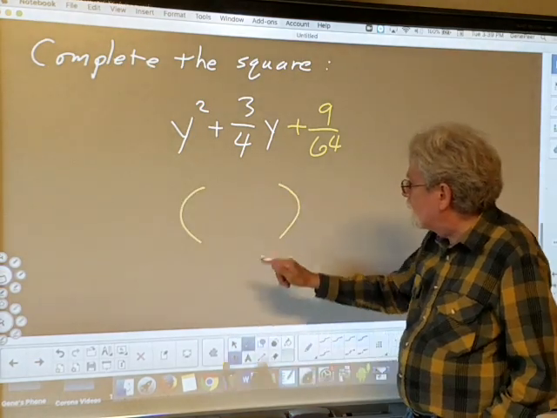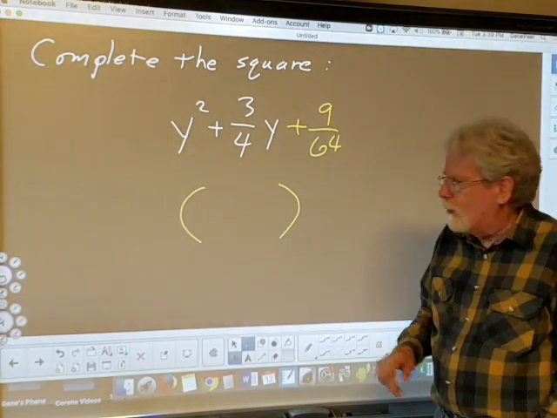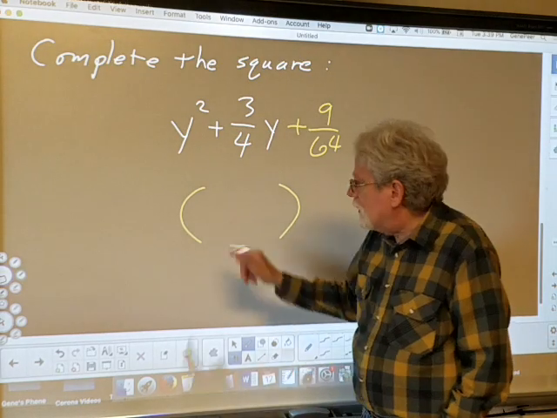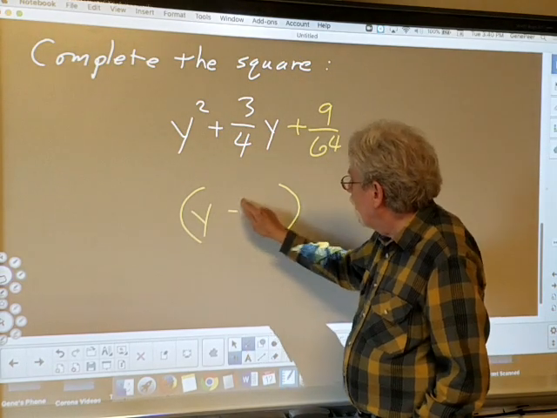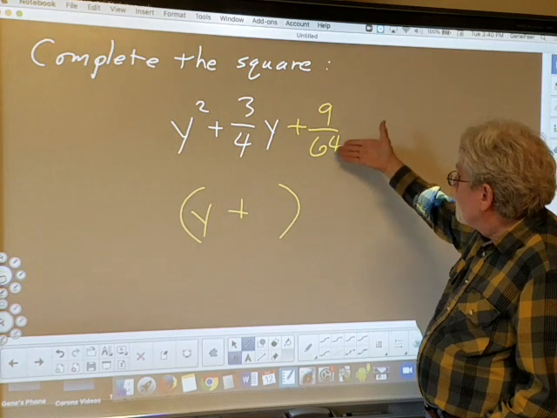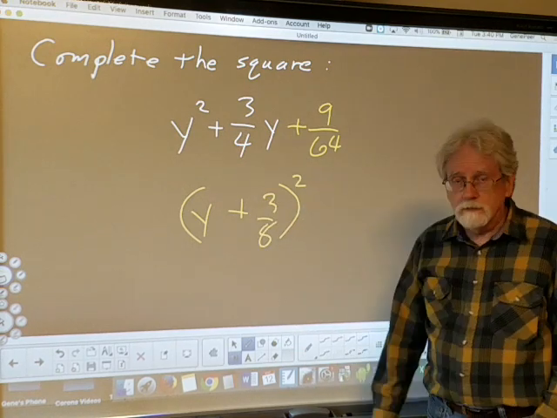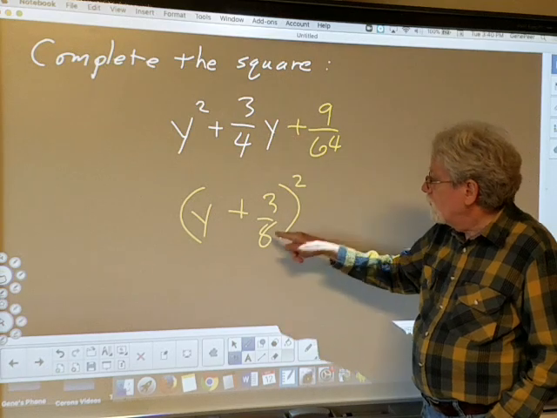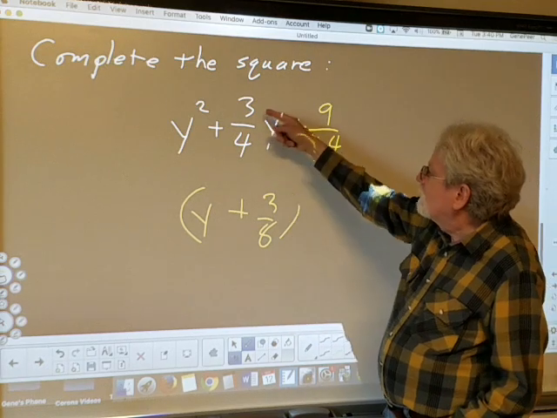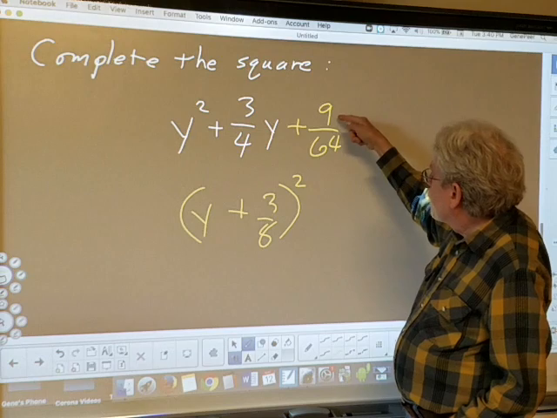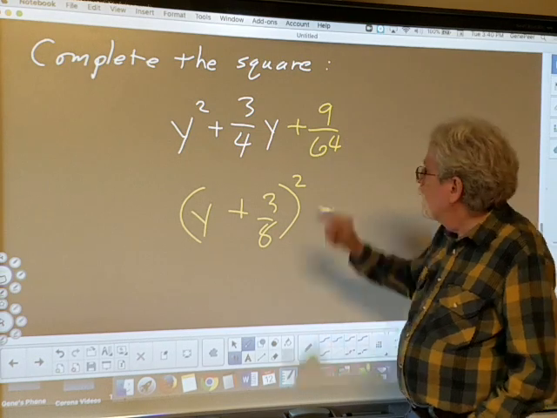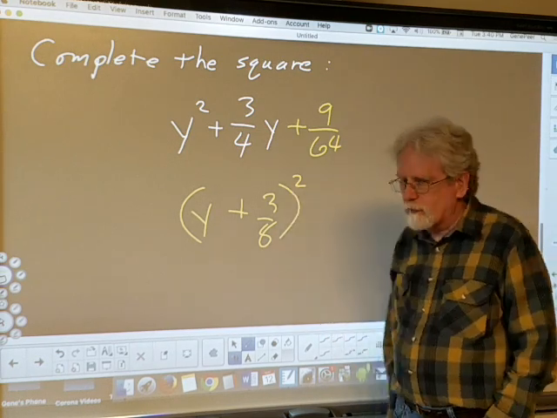So how would you factor that? Oh, that's going to be hard. No, we rigged it to be easy. Match the sign, plus, well, what did we square here? We squared 3/8. That's all. Half of 3/4, or the square root of 9/64. What did we square to get 9/64? 3/8. Done.